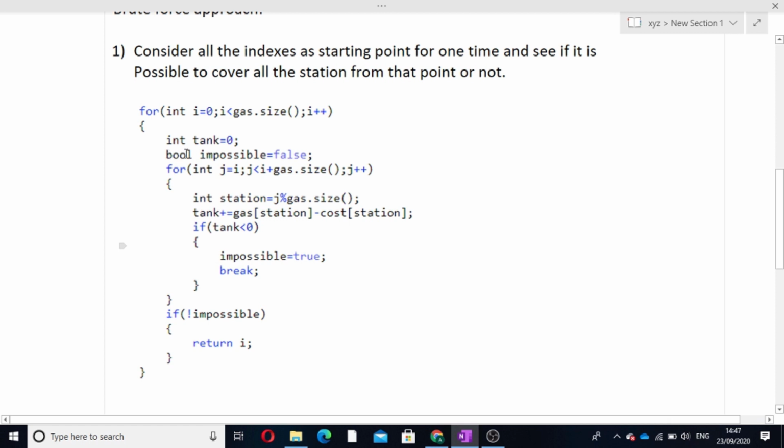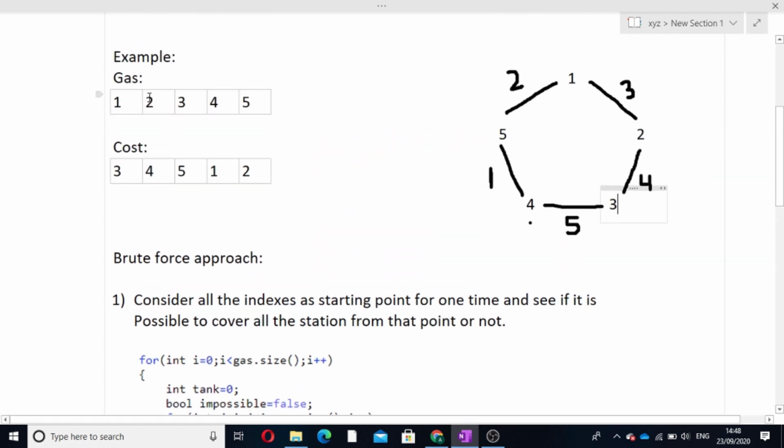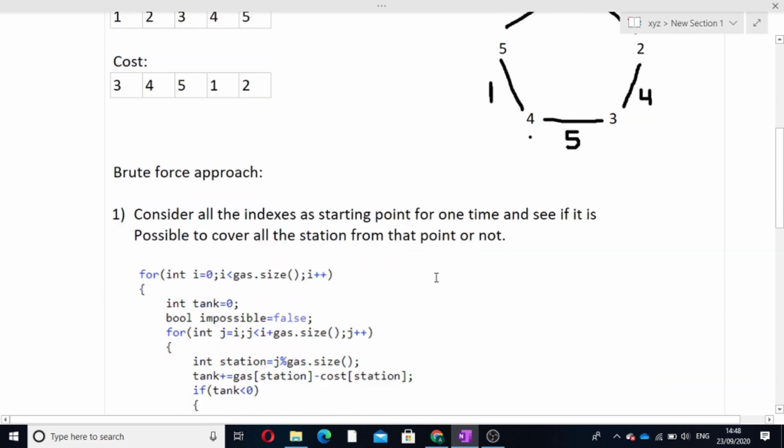Now I have declared a variable bool impossible that will store whether it is possible to reach each and every gas station when starting from that index. Now the next loop will iterate through the rest of the array. That is, when i is our starting point, the next loop will iterate through all the gas stations greater than or equal to i.